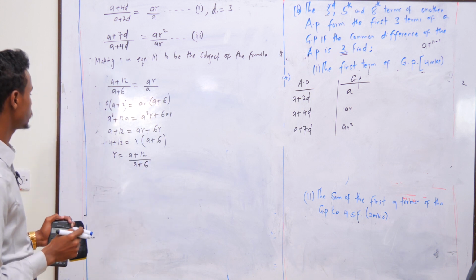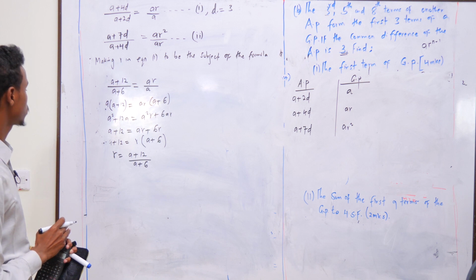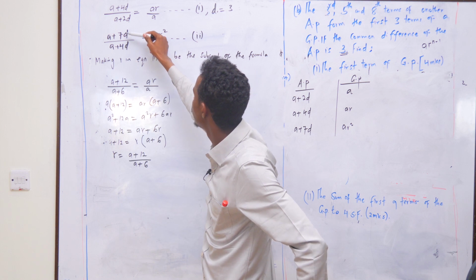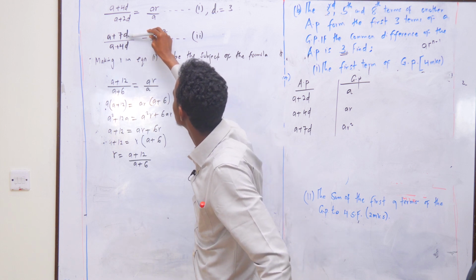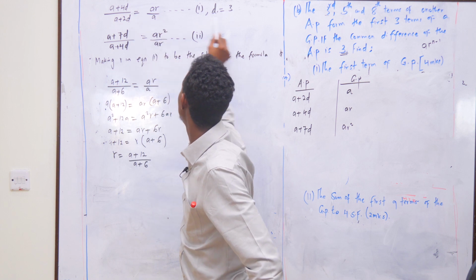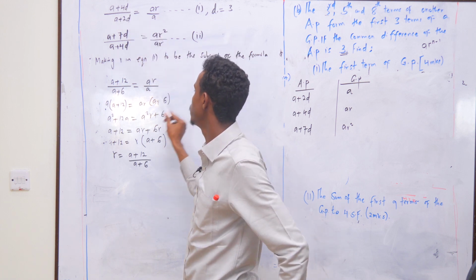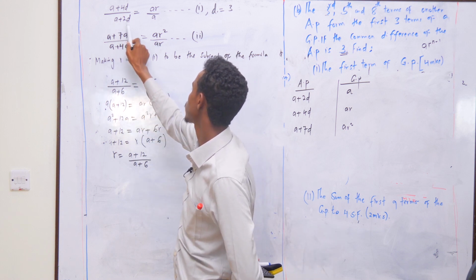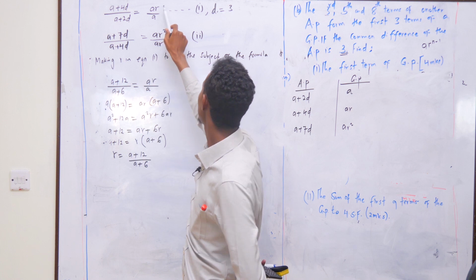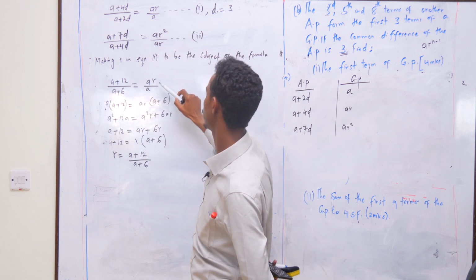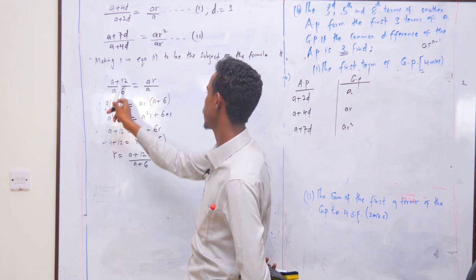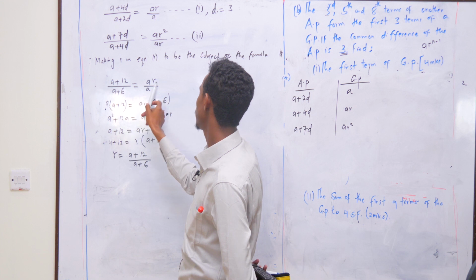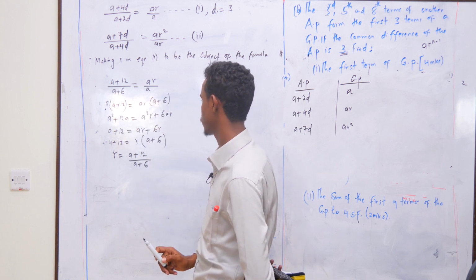Class, you can see we have expressed one in terms of the other. How? We have seen that we were having here A plus 4D, and D is 3. 4 times 3, 12. A plus 12 divided by A plus 2 times 3, which is 6, is equals to AR over A. After cross multiplying, we're going to get A into bracket A plus 12 is equals to AR into bracket A plus 6, right?